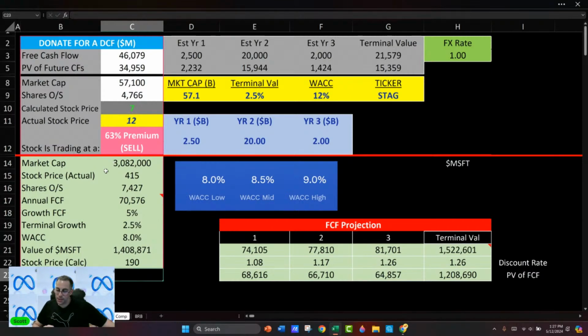So we're saying Microsoft is worth $190 today, even though it's trading for $415.